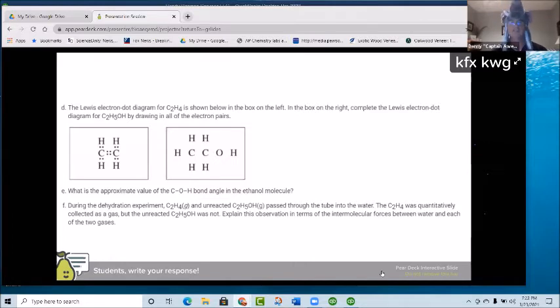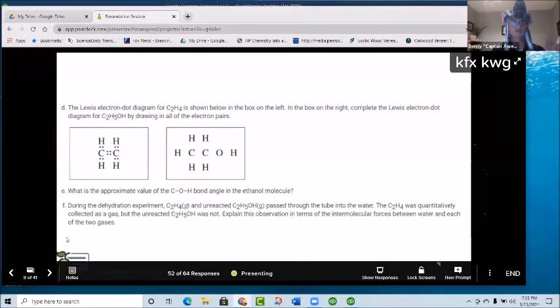That's where the question says, explain this in terms of the intermolecular forces between water and each of the two gases. If you only talked about just the C2H5OH, you wouldn't get the point, right? So just make sure you're reading the question and you're answering the question. If it says each, then make sure you talk about each one.